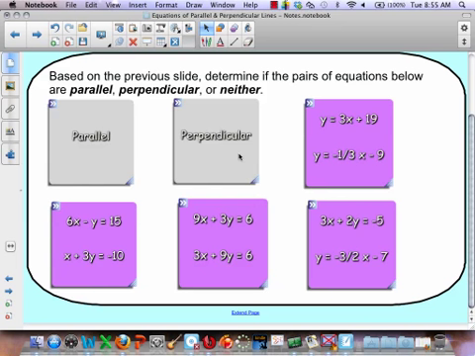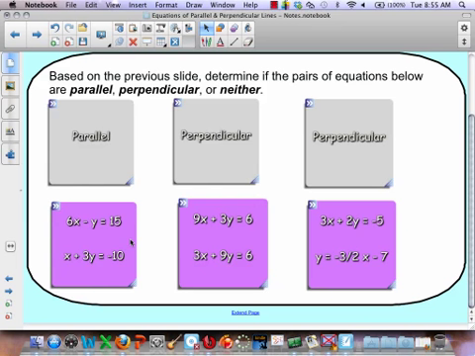All right, on the third one, y equals 3x plus 19 and y equals -1/3 x minus 9. Keanu? Perpendicular. Perpendicular, very good. All right, down here, 6x minus y equals 15 and x plus 3y equals -10. Now, you've got to be careful here. If it's not in slope-intercept form, what do you have to do? Put it in slope-intercept form. So you have to solve for y.